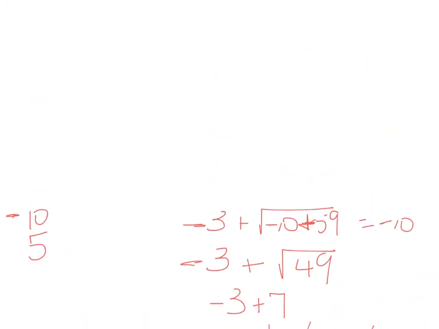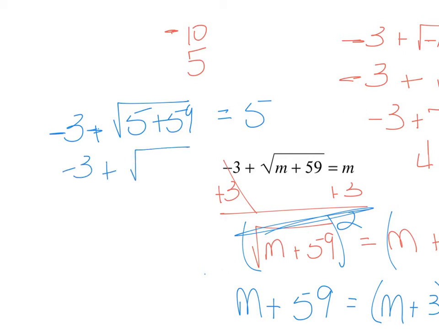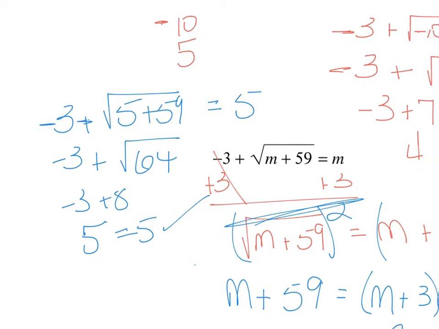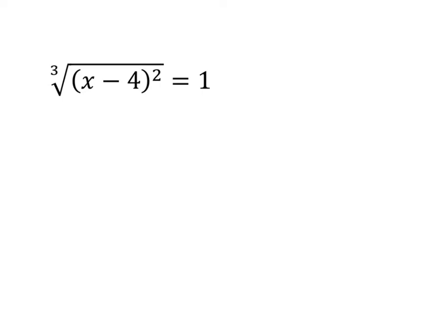So I'm going to go up here and plug in 5 for m now. So I have negative 3 plus the square root of 5 plus 59 equals 5. I have negative 3 plus the square root of 5 plus 59, that is 64. That's negative 3 plus 8. Negative 3 plus 8 is indeed 5. So 5 equals 5. And that means that my solution for this question is only m equals 5. Negative 10 was extraneous.